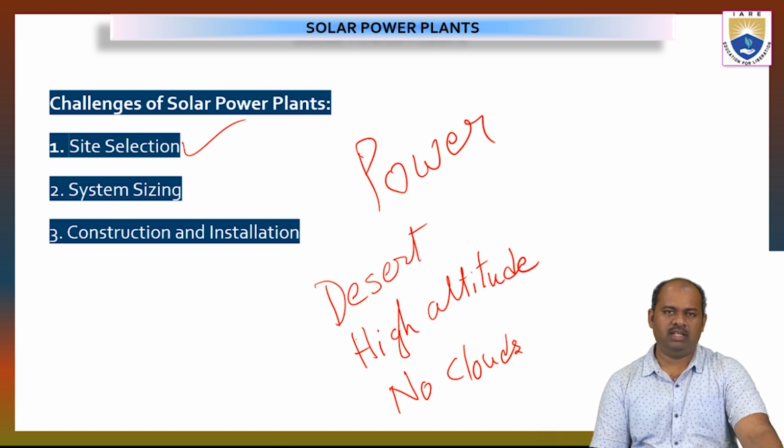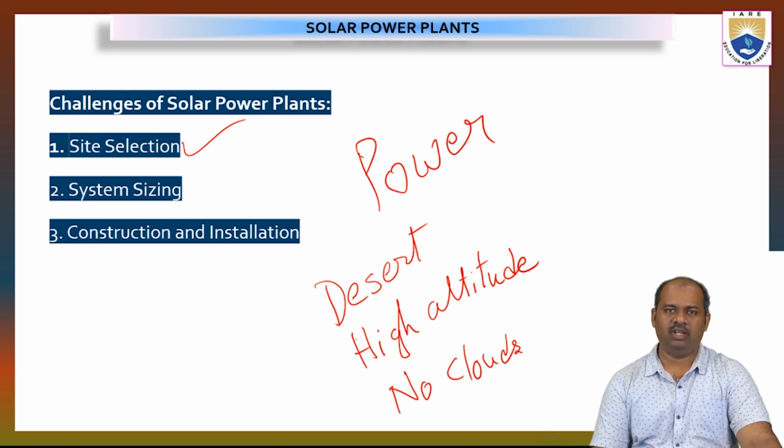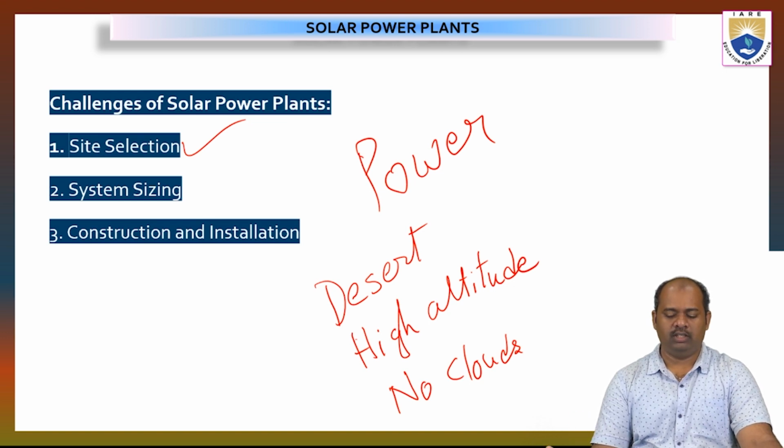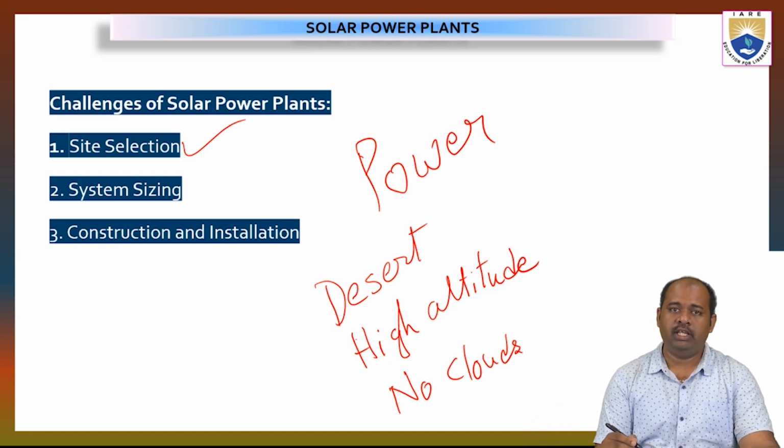If the place is in a desert, there will be very little rainfall, so that we can get maximum solar radiation during the daytime. Of course, at night we cannot get any solar radiation. We cannot change that. At a place with very high altitude, we can also get a large amount of solar radiation, and we should choose a place with very little rainfall and no clouds at all.